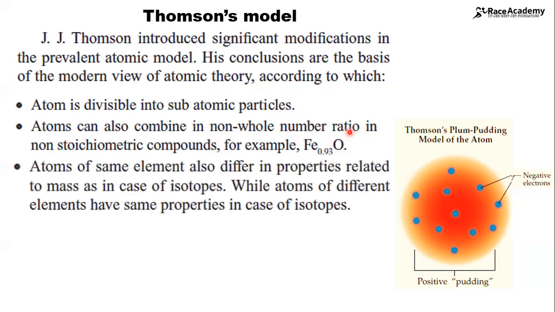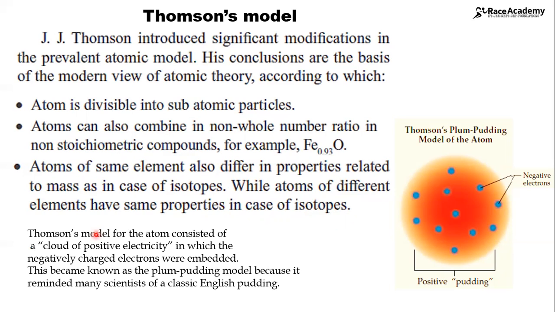And atoms of the same element differ in properties related to mass, as in the case of isotopes, while atoms of different elements can have the same properties, as in the case of isobars. So the main point in this discussion is that the same element can have different properties related to mass, as in isotopes. That's what we observed experimentally.